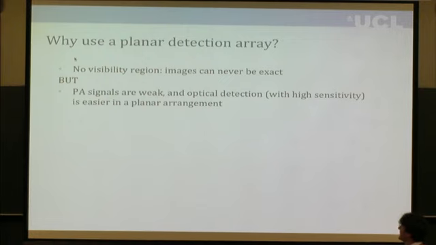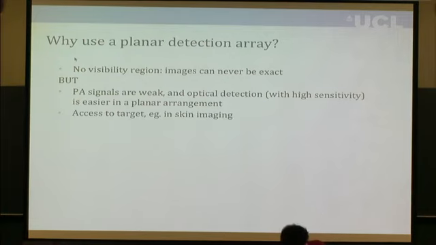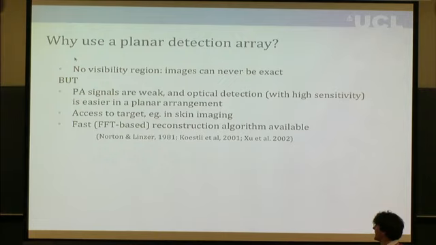Photoacoustic signals are weak, so that's one thing to remember. They're quite weak, so you need good sensitivity. I'll come back to that point in a minute. You also often have a situation where you just can't get all the way around the object. If you're imaging something on the skin, you're not allowed to dig in. So you're restricted to a planar geometry anyway, so it's a practical reason. There are fast algorithms available for planar cases, so that shouldn't be underemphasized for experimentalists. If you can get an image quickly, that's important.